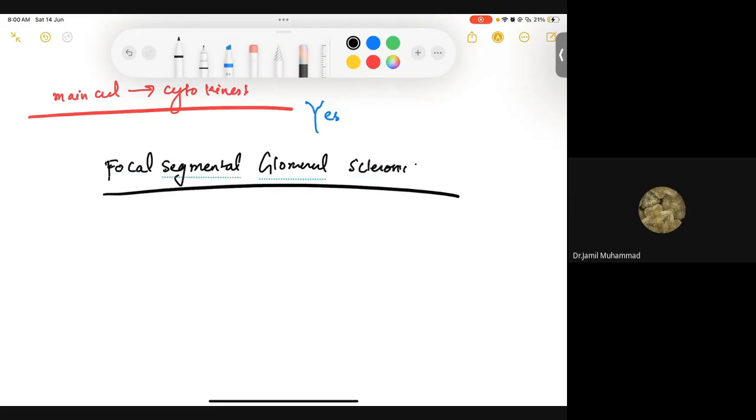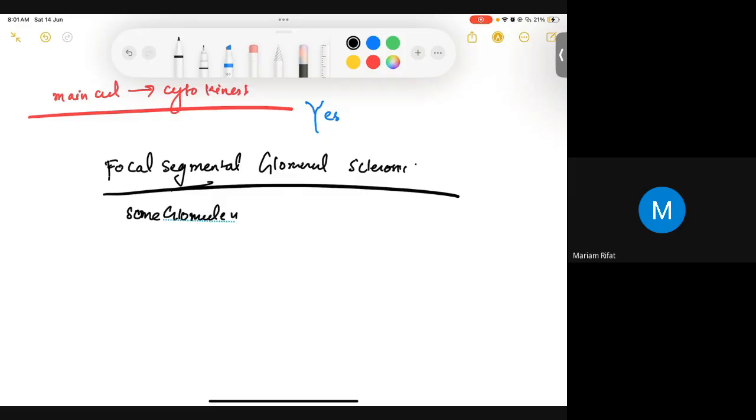Focal. What do we mean by focal? Focal basically means that some glomeruli are going to be involved. If you have, let's suppose, a total of 100 glomeruli, the word focal means that only a specific 2 to 3 glomeruli are involved, right? Okay, what do we mean by segmental? Not every part of your glomerulus is going to be involved. Only a specific part of your glomerulus is going to be involved, right? Either it can be afferent, or efferent, or the capillaries.